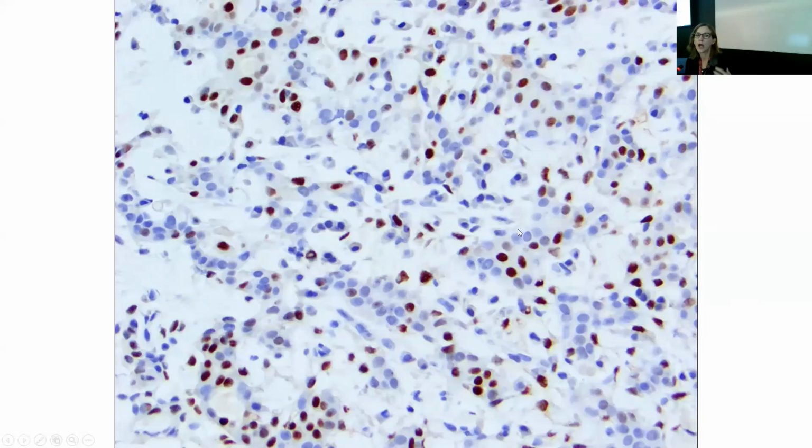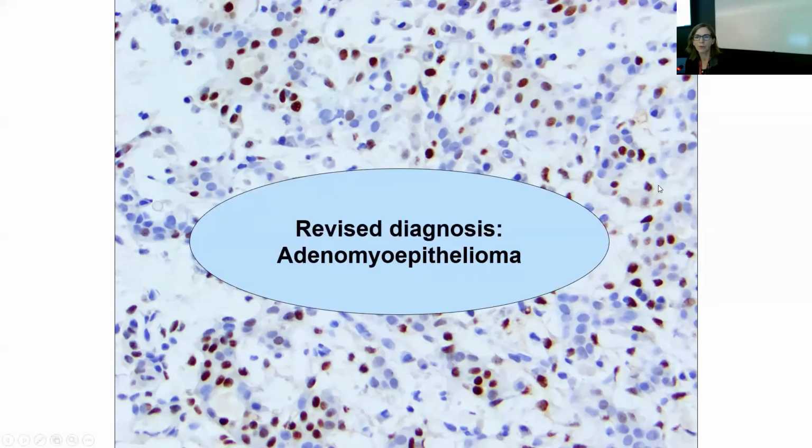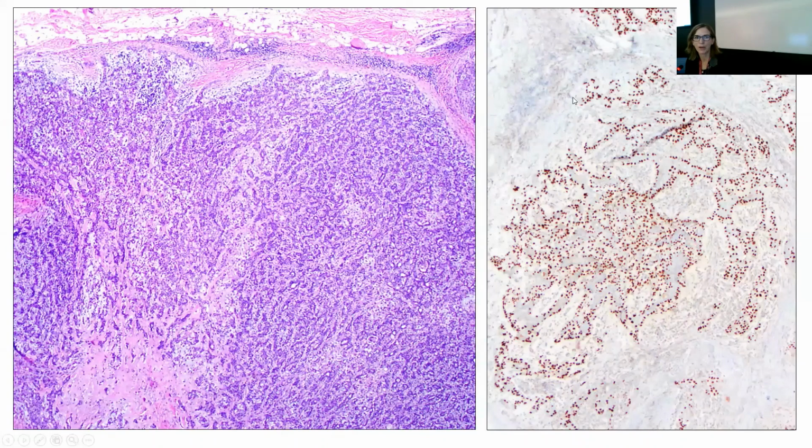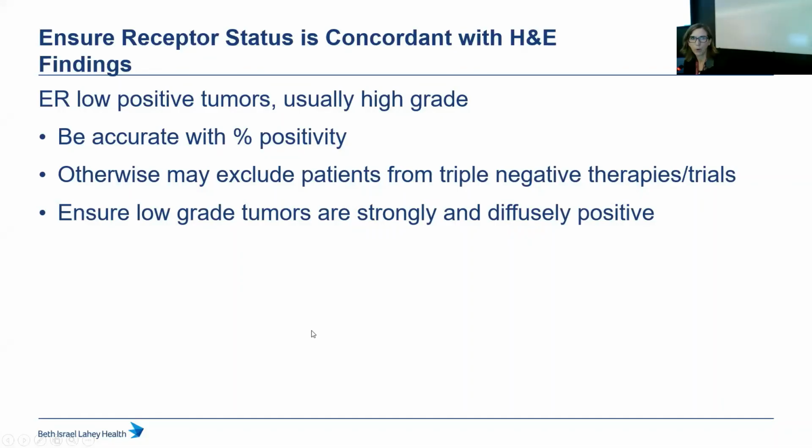So this was a clue to the fact that it was misdiagnosed in this case. That's discordant, so you should go back and review, and it was corrected to adenomyoepithelioma. And here's just an excision of an adenomyoepithelioma showing you the same kind of pattern of circumscription, lobulation, same morphology. And here's P63 just highlighting all the myoepithelial cells. So always be mindful of unusual looking tumors, triple negative cancers. I'm not saying that we need to work up every single case to rule out metastasis. You just need to pause, consider the possibility, and anytime it feels a little funny, then that's the time to look into the history a little bit more and consider working up a little bit more.